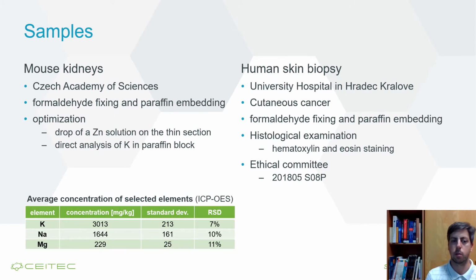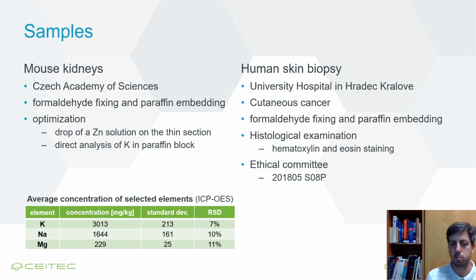One of them we obtained from the Czech Academy of Sciences, the other from University Hospital. Both kinds of samples were prepared by formaldehyde fixing and paraffin embedding, and the mouse kidneys we used mainly for optimization because human skin biopsies are quite unique samples and we did not want to destroy them for some optimization. So the optimization was done on mouse kidneys, and we used 2 equivalent ways.